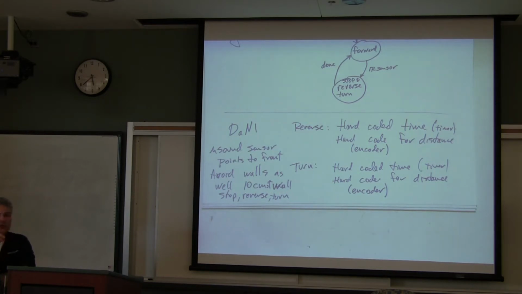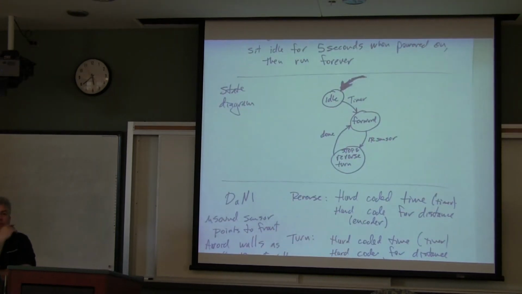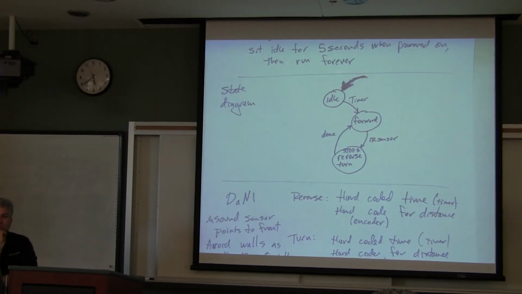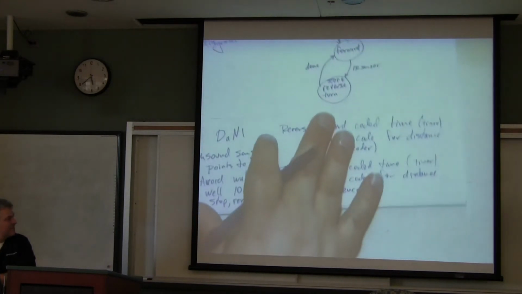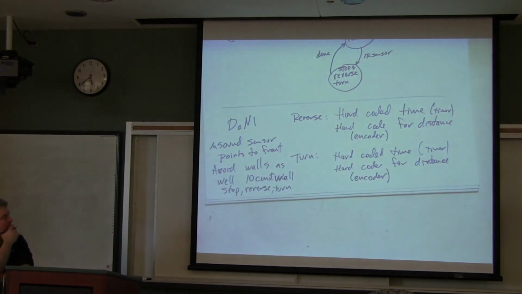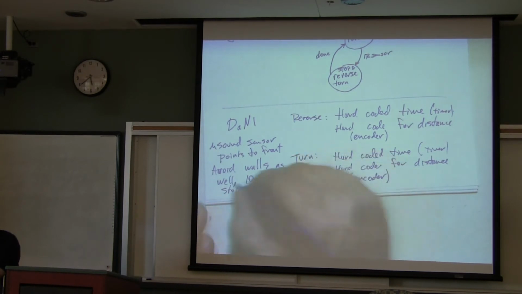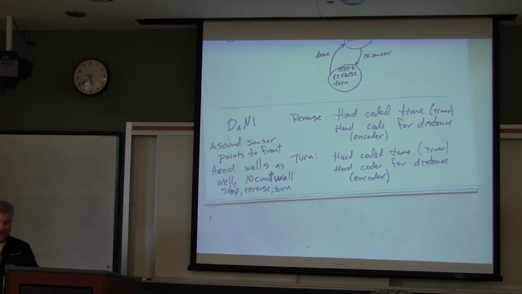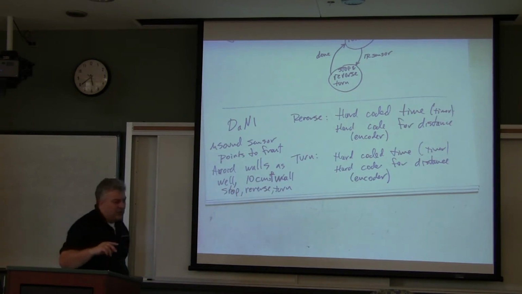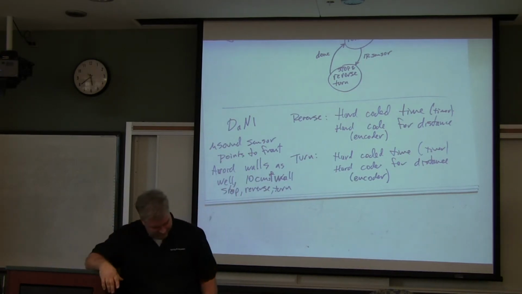So, what I would like you to do is turn to your neighbor and try to figure out what this new state diagram is going to look like. Avoid walls as well, within 10 centimeters of a wall. Stop, reverse, stop. That was a joke. All right, so spend a couple of minutes doing this. This will be good practice for the quiz.